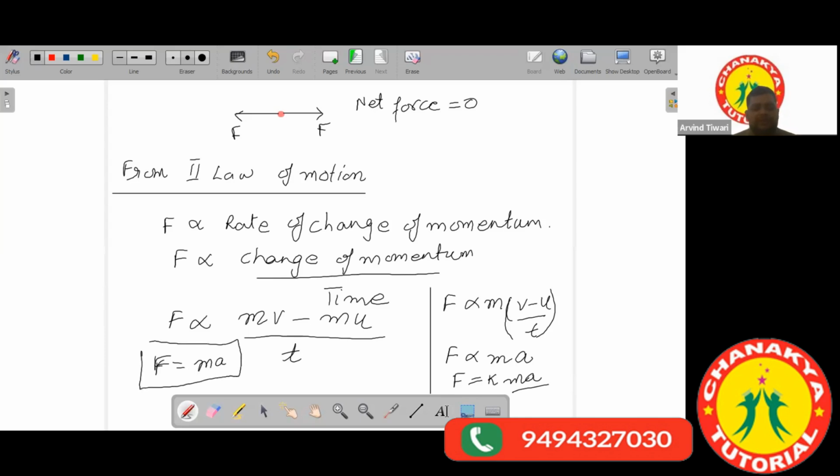Got it? So we'll continue in the next class from here. But up to here, you should be clear that we have force as the rate of change of momentum, and the formula of force is mass times acceleration.